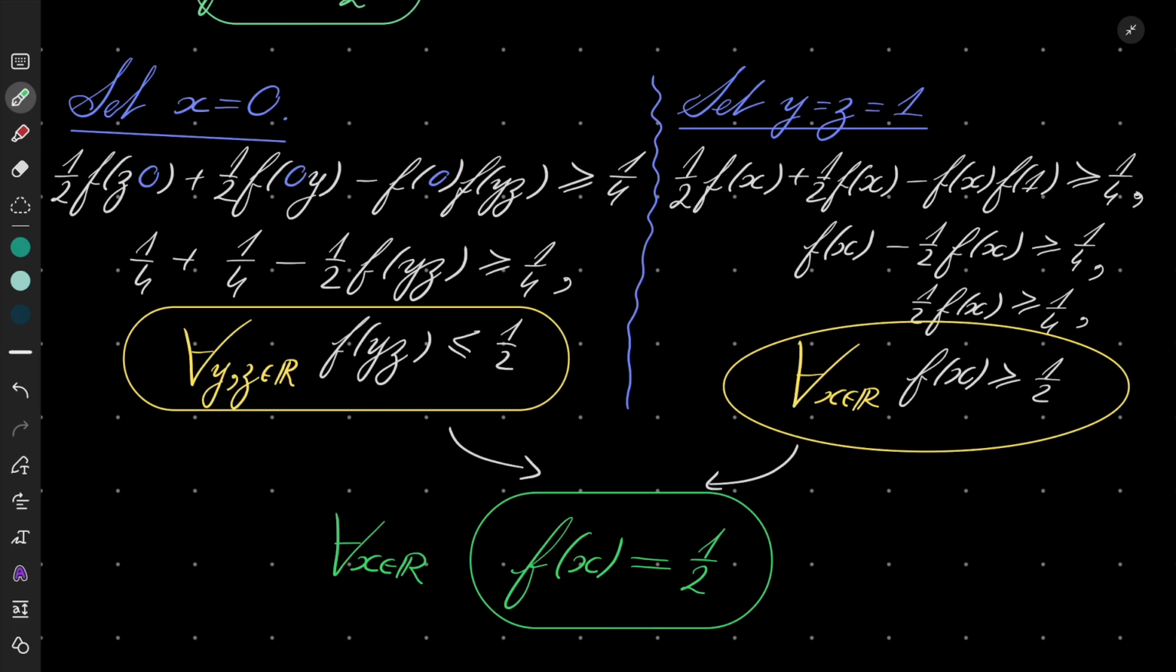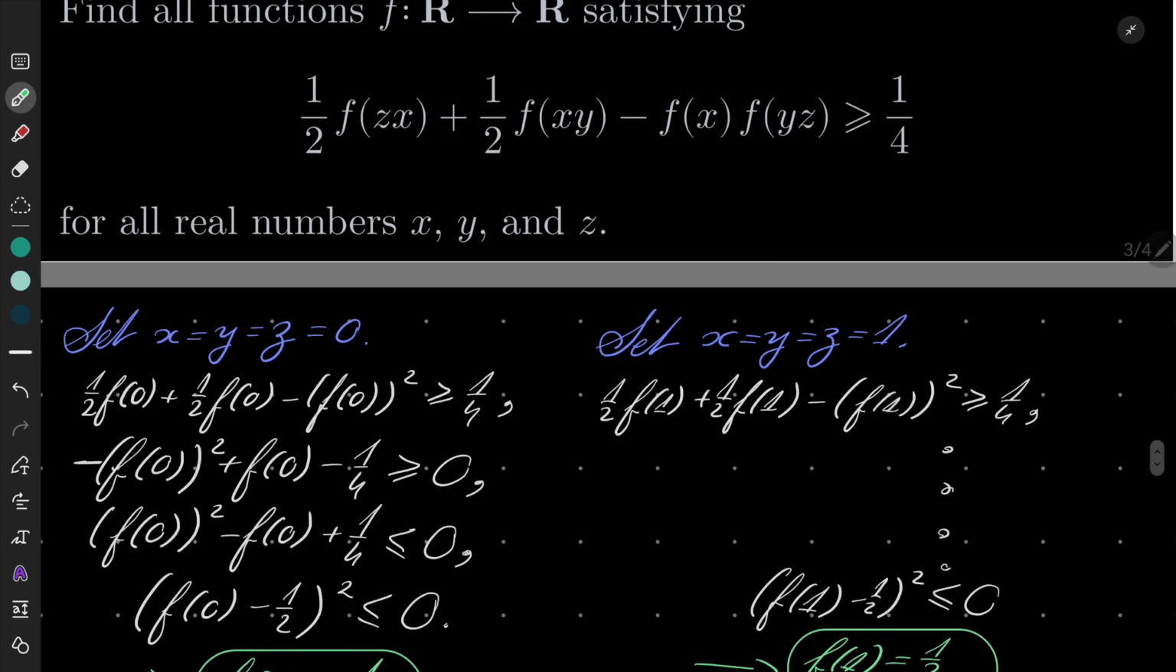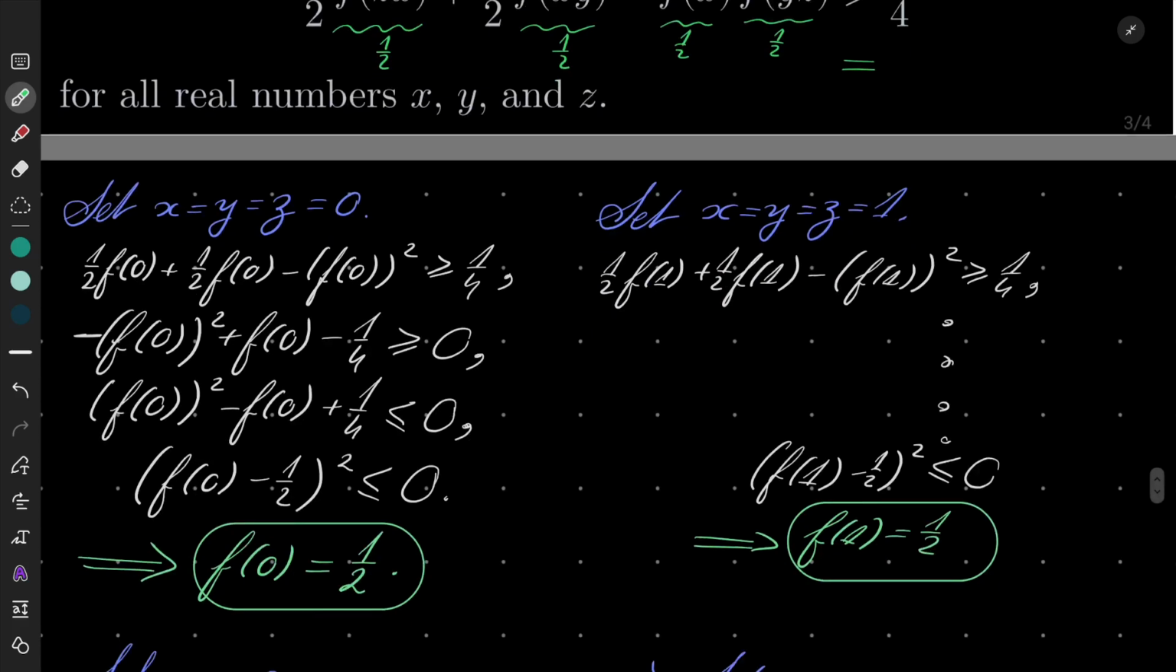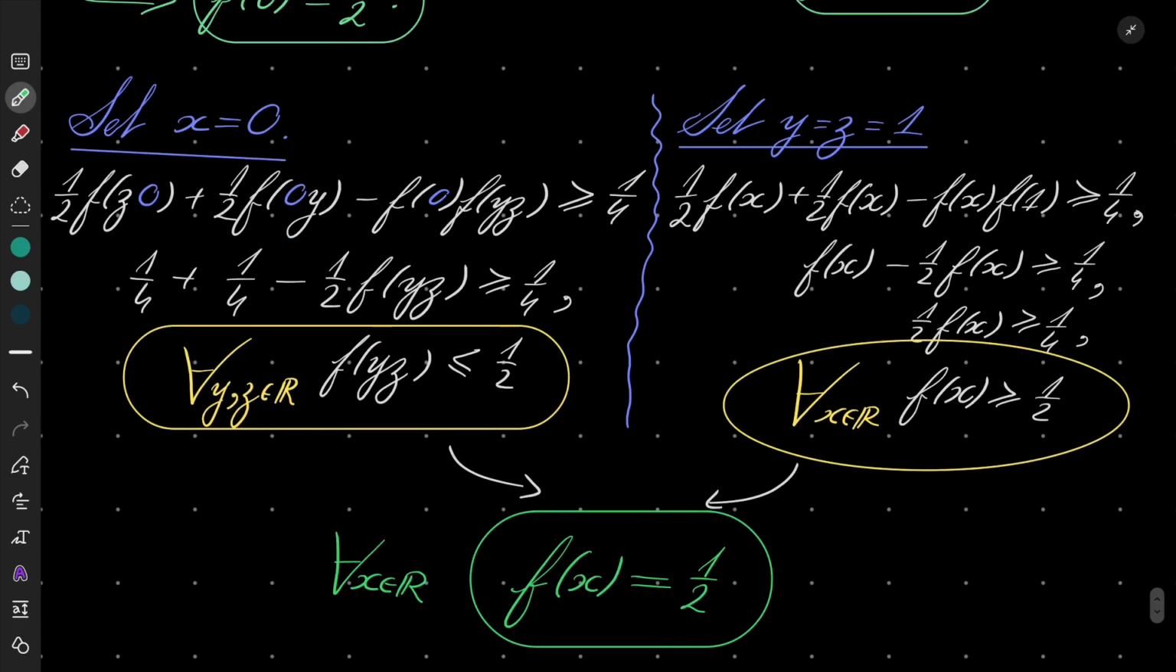Is it really a solution? Well, let's go back to our condition. If I put 1/2 instead of every occurrence of f, here I have 1/2 times 1/2, 1/4, plus 1/4 is 1/2. 1/2 minus 1/4 is 1/4. 1/4 is equal to 1/4. So yes, it does satisfy our condition. So that's it. Our functional inequality has just one solution, the function which is constantly equal to 1/2.